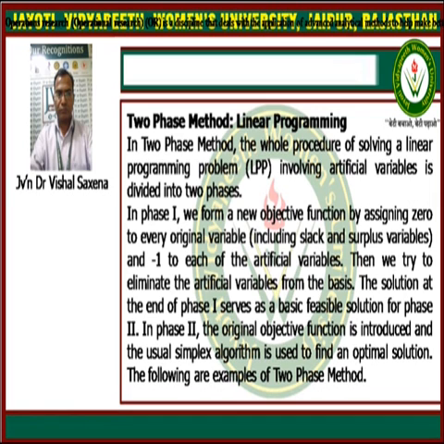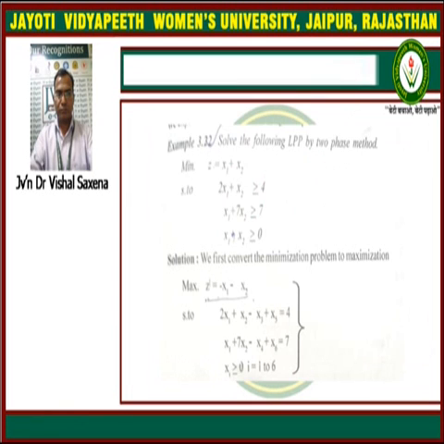The solution at the end of phase 1 serves as a basic feasible solution for phase 2, and in this phase 2 the original objective function is taken, and the usual simplex algorithm is used to find an optimal solution. The following example is taken for the two-phase method to understand. So now we take one example here to understand this.